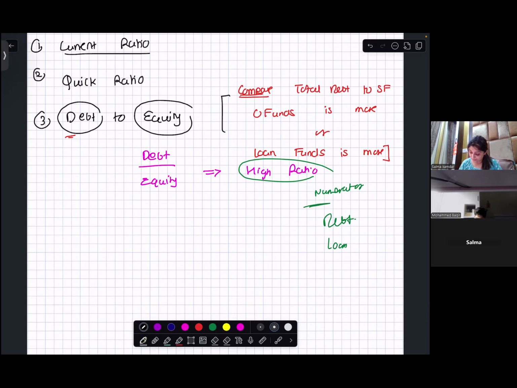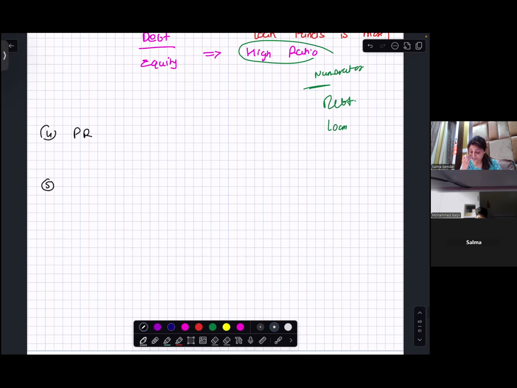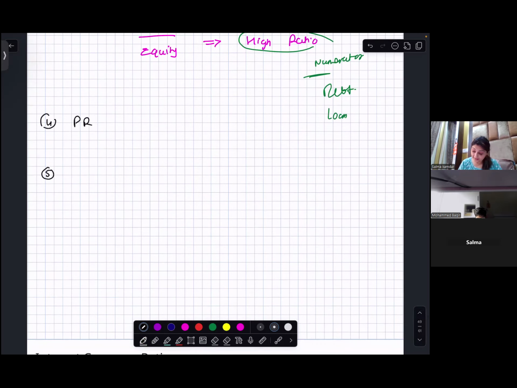What is the next ratio? Proprietary ratio. And what is the next one? Debt to total asset. What does your proprietary ratio tell you? Equity over total assets. And debt to total assets, what does it tell you? Debt divided by total assets. Now, what does this mean?